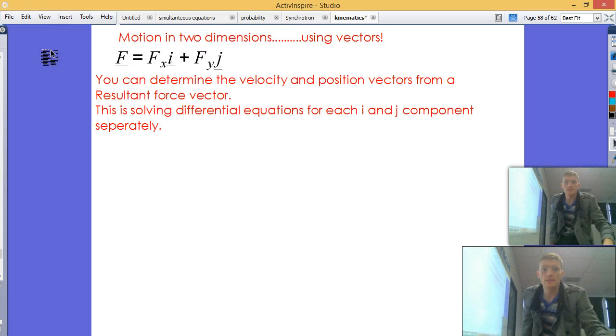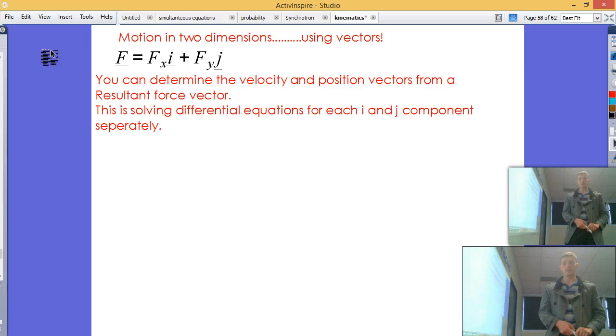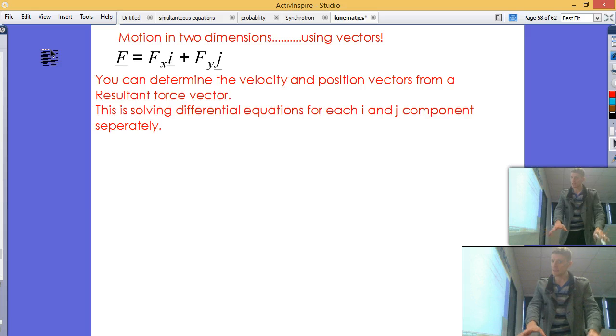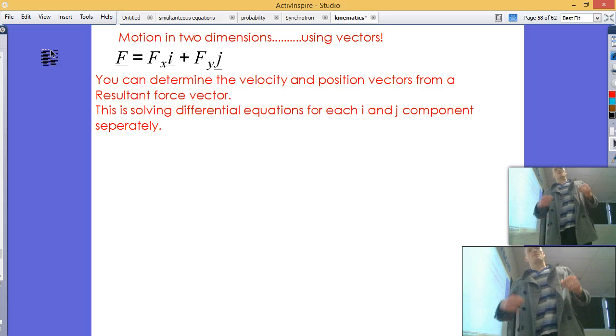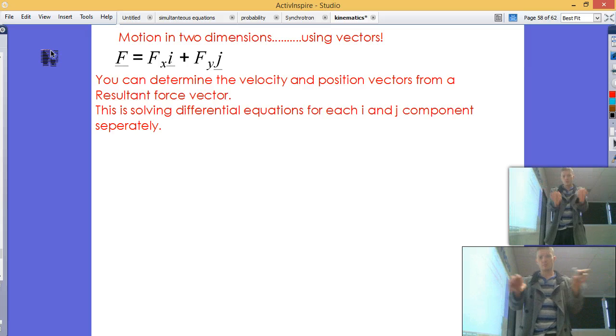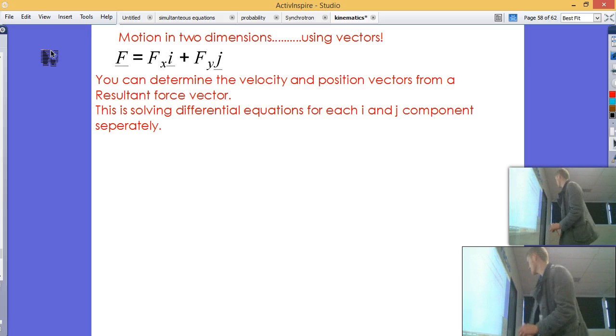So now we're going to look at some motion that's occurring in 2 dimensions. And we're going to introduce vectors into all this. But don't worry, it's not that scary. It doesn't complicate things too much. It just means we've got, instead of one big problem, we've got 2 little ones. 1, 2. Let's try it.